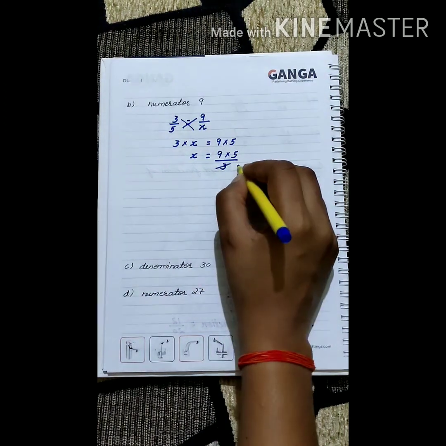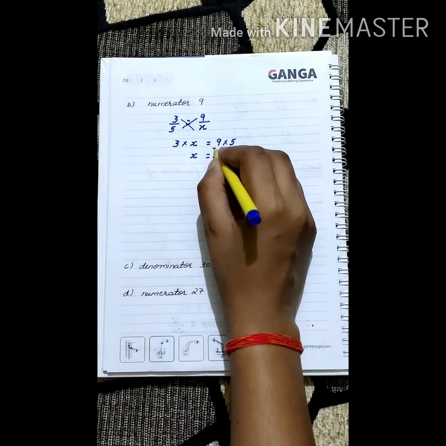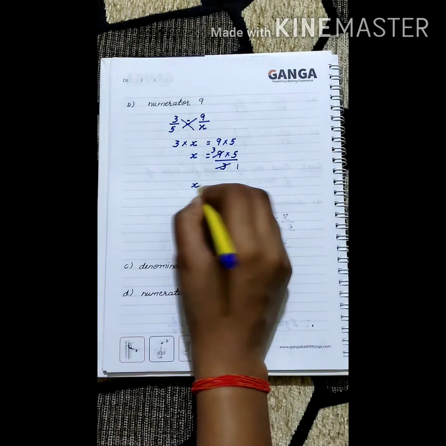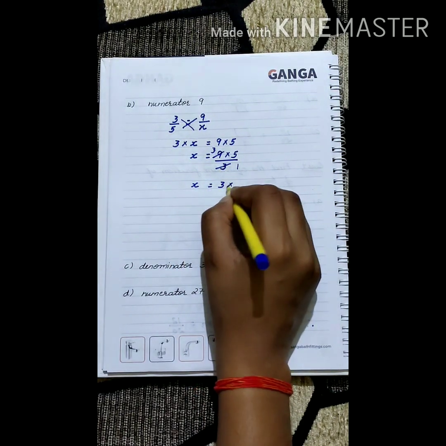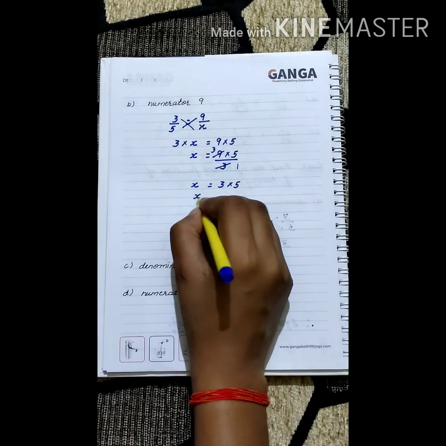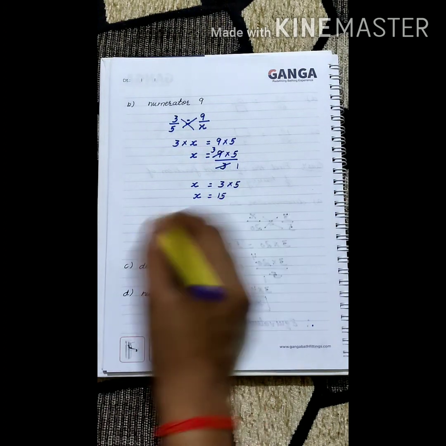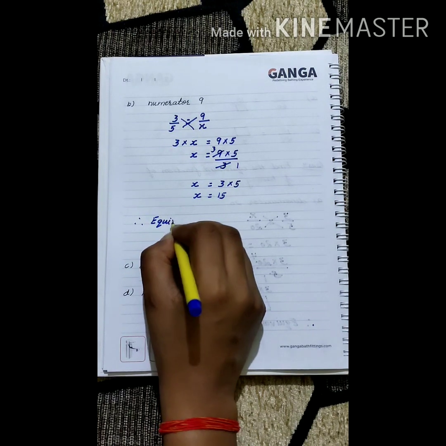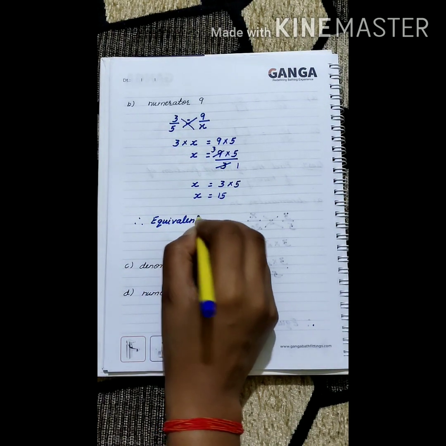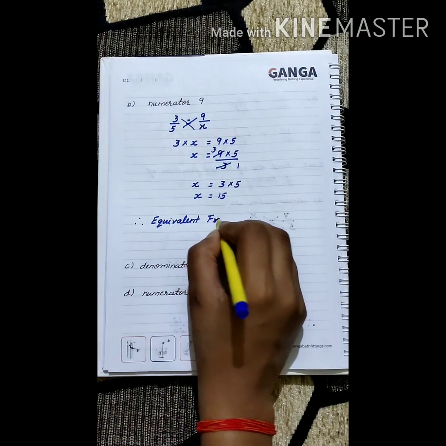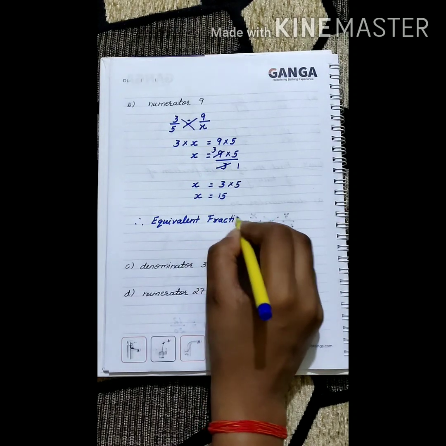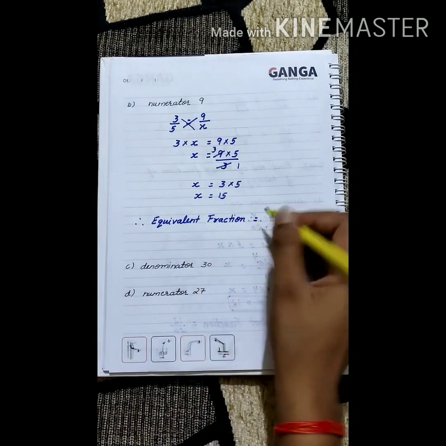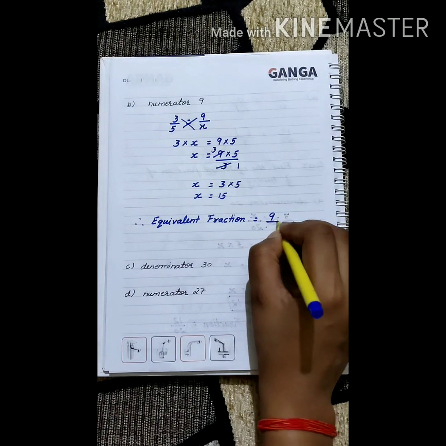Now we will simplify it. 3 ones are 3, 3 threes are 9. x is equals to 3 multiply 5, x is equals to 15. Therefore, equivalent fraction is equals to 9 upon 15.